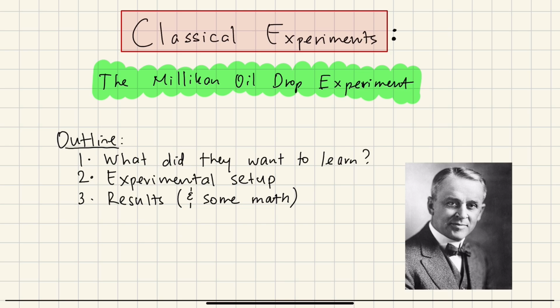So, just like last video, we're first going to go over what the scientists were looking to investigate. Then we'll talk about their experimental setup and the theoretical basis behind it, which unfortunately does include some math. And lastly, we'll summarize the results.